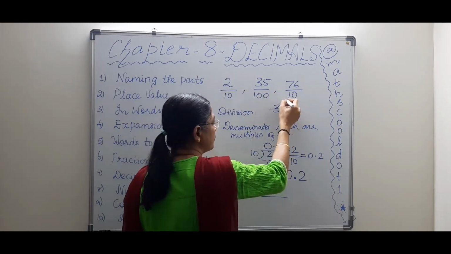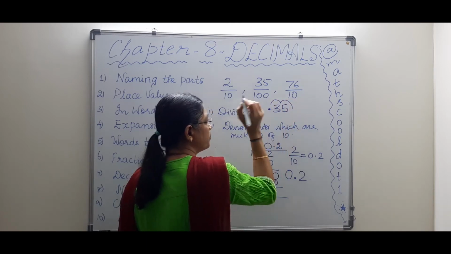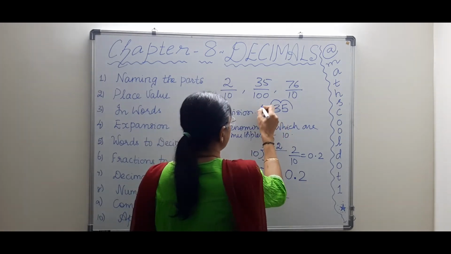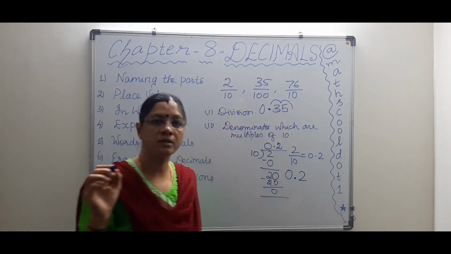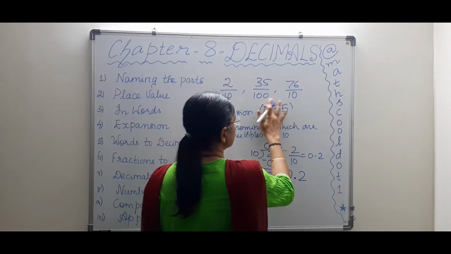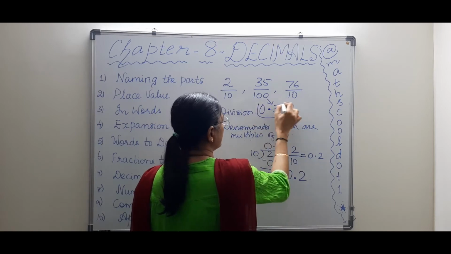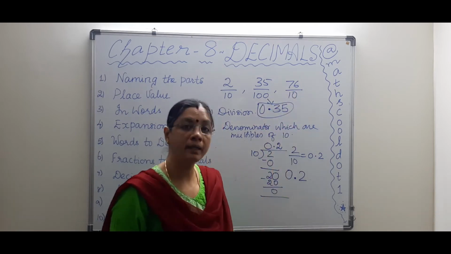So I start from here: 1, 2. 2 zeros are there, so put a point. We should not leave the whole number part as such. So write 0.35. So this is the answer for this. Now, what is the answer for 76 divided by 10?